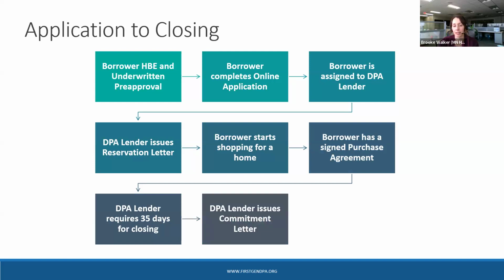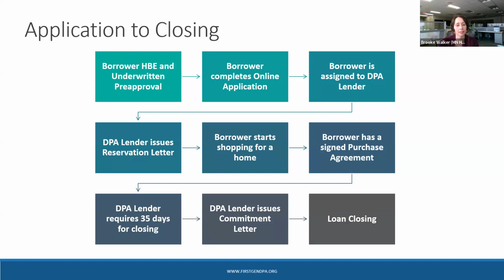Once the DPA lender has received the purchase agreement and other required forms, then they will issue the commitment letter, and then the borrower moves to closing, and it'll be one closing. The DPA lender will prepare the closing package and wire the funds.